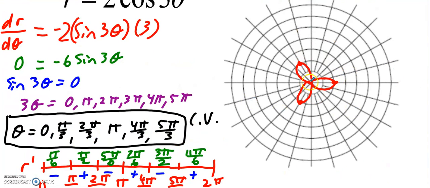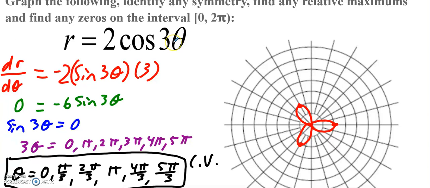Now I want to graph this. This is what my graph is going to look like. It's really hard to plot a lot of points, but here I can see my relative maximums that are going to continue to occur if I continue to plug in increasing values of theta or negative values of theta. So that's the process.